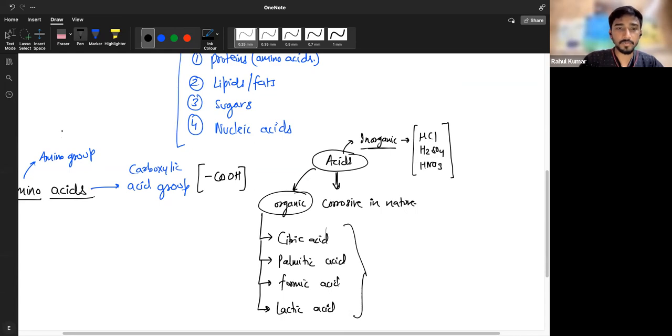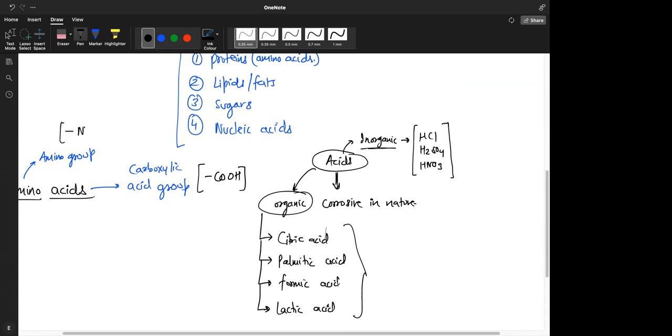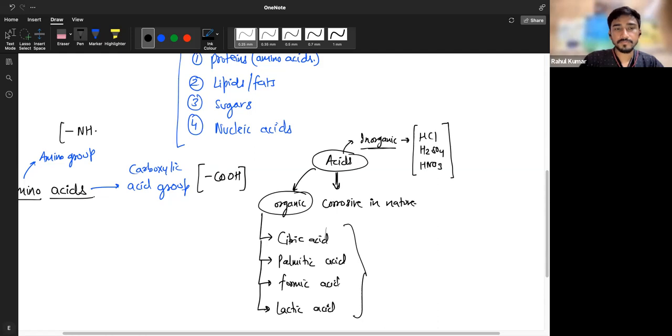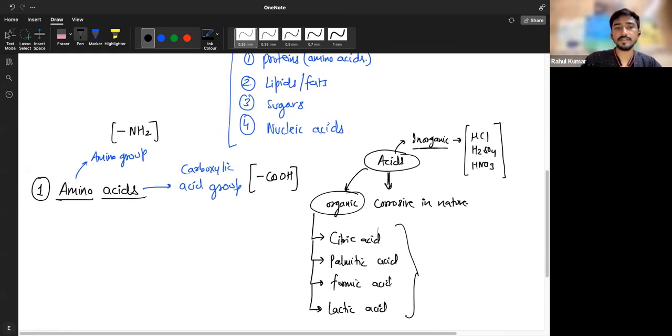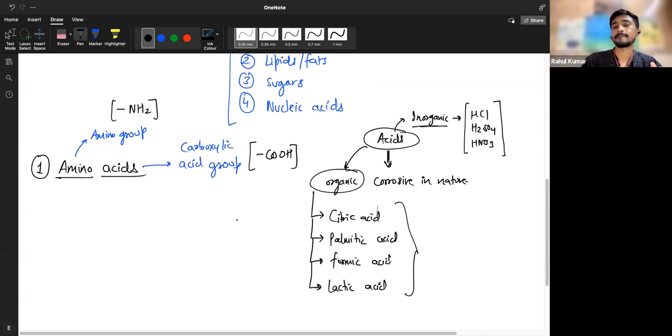An amino group is this NH2. Okay, so amino acids have an amino group. Amine has nitrogen and hydrogen, and a carboxylic acid group. Is it clear? Now, amine is basic in nature. And of course, it is acid, so it will be acidic in nature. So what will be amino acid in nature?